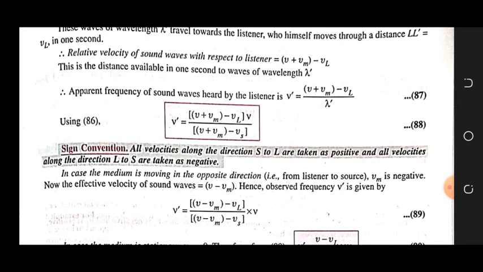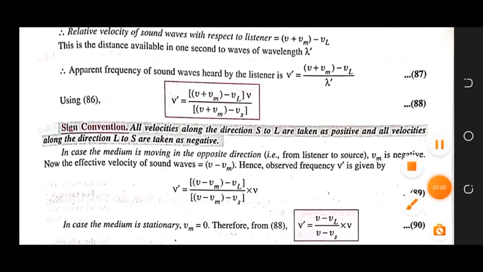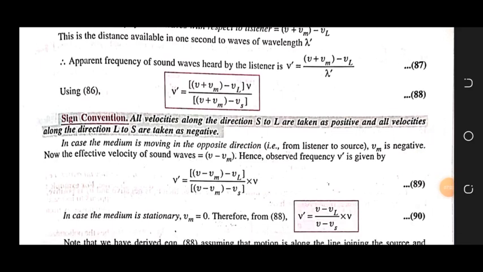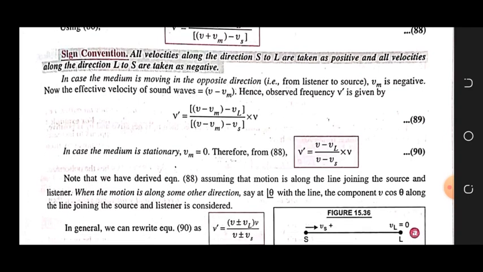Now let's see the sign conventions. It is not necessary that the medium, source and listener will always move in the same direction, they can move in different directions also. So if they move in different directions, how can we calculate the frequency? For that, the sign convention is: all velocities along the direction S to L are taken as positive, and all velocities along the direction L to S, meaning listener to source, will be taken as negative.